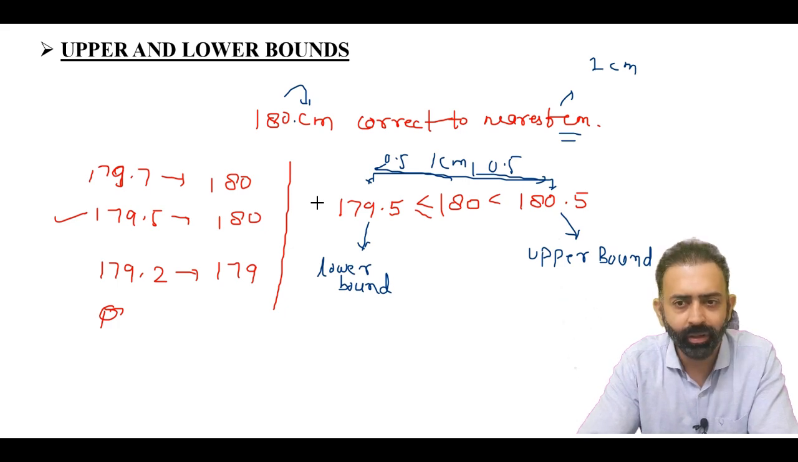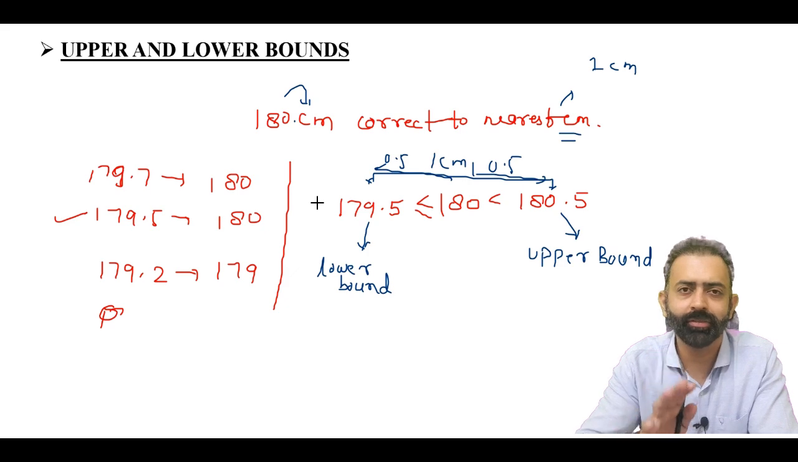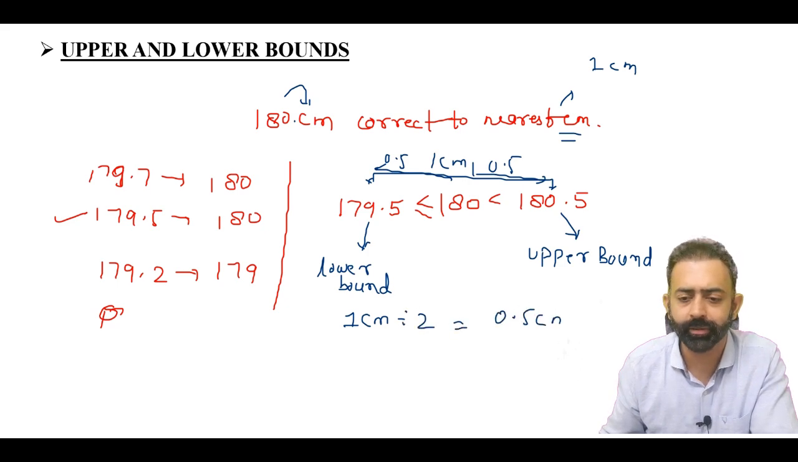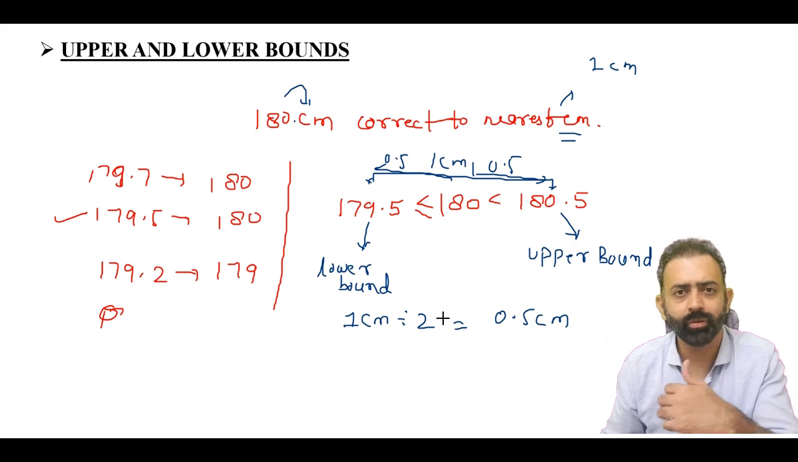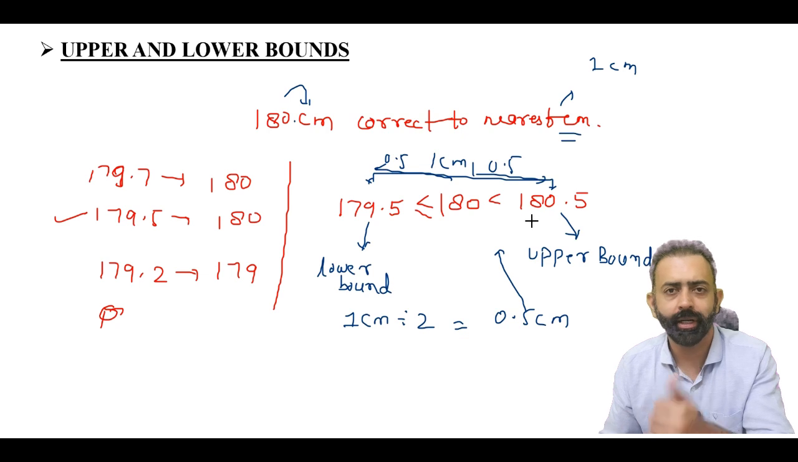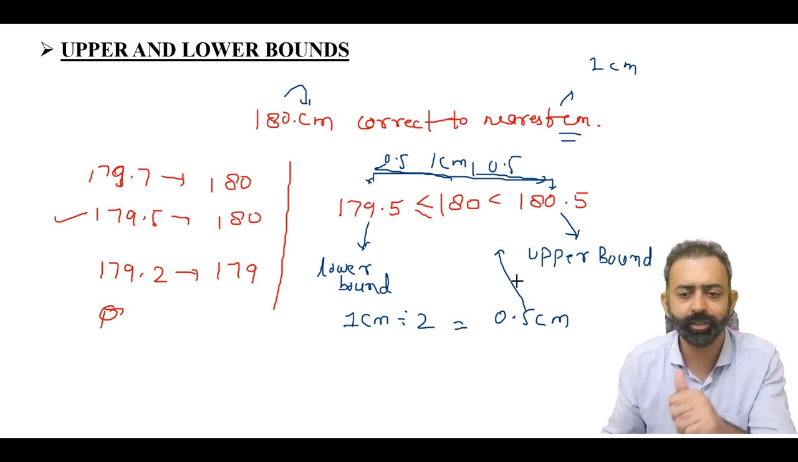How? If it is nearest centimeter, which is 1 centimeter, you divide this 1 centimeter by 2. What you will get? You get 0.5 centimeter. Now you add this 0.5 to 180 to get the upper bound, and subtract this 0.5 from 180, you get the lower bound.